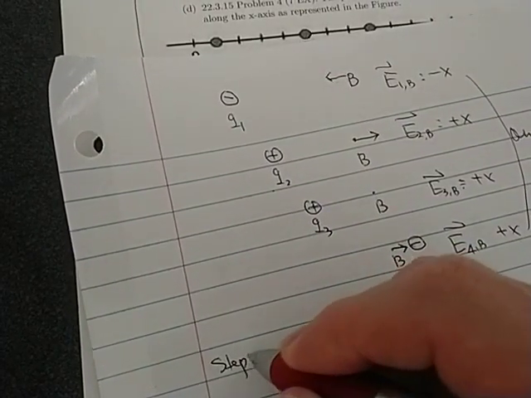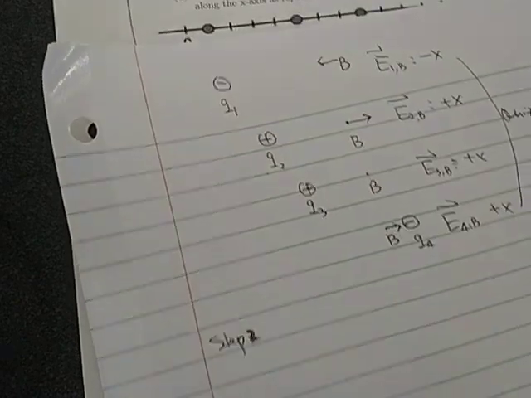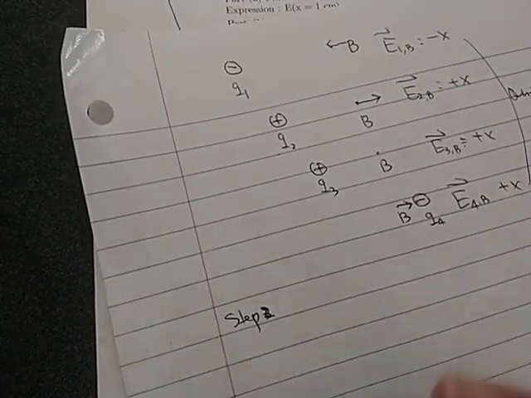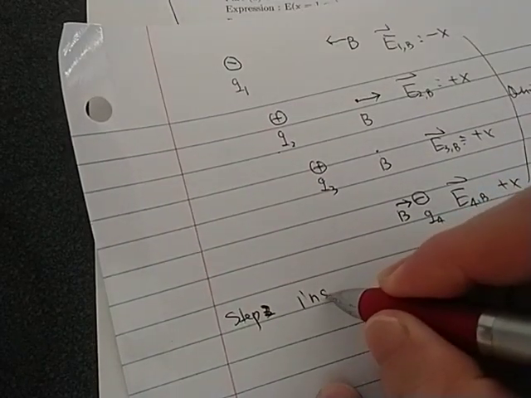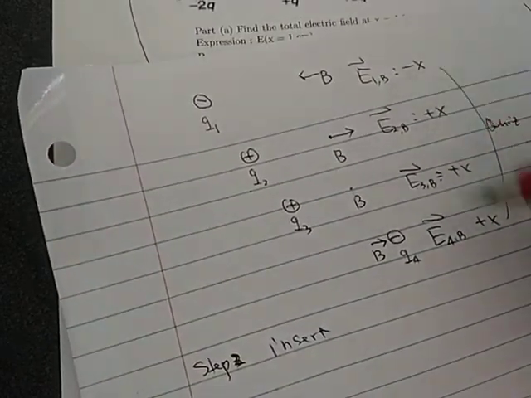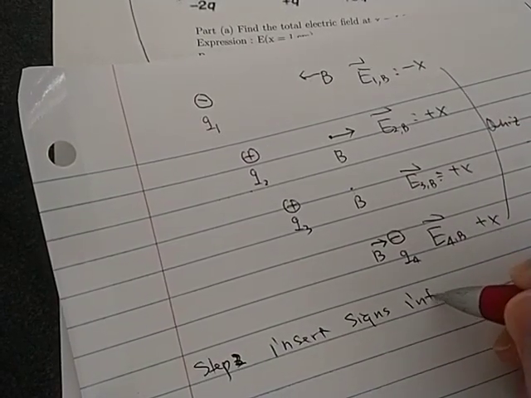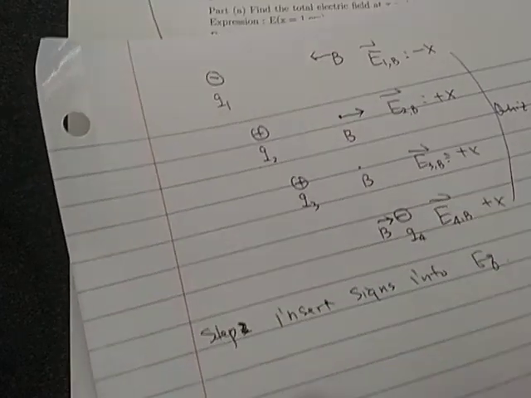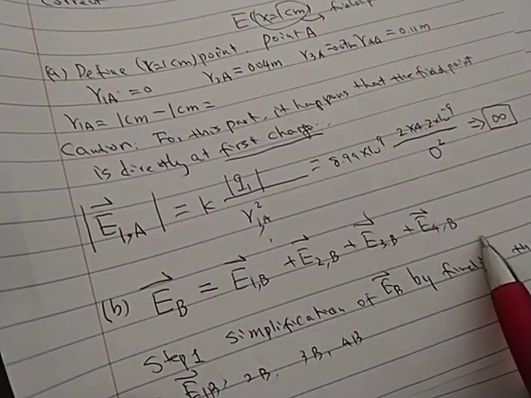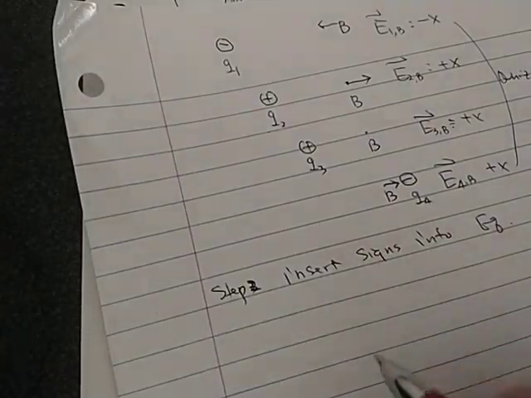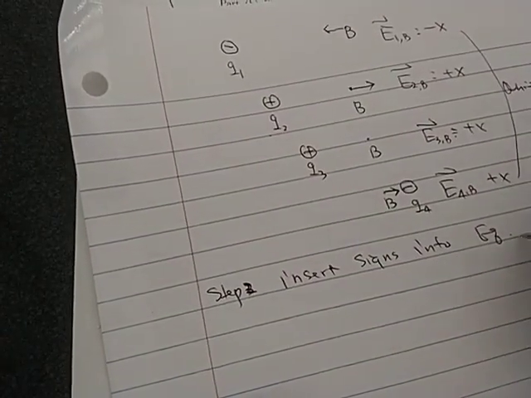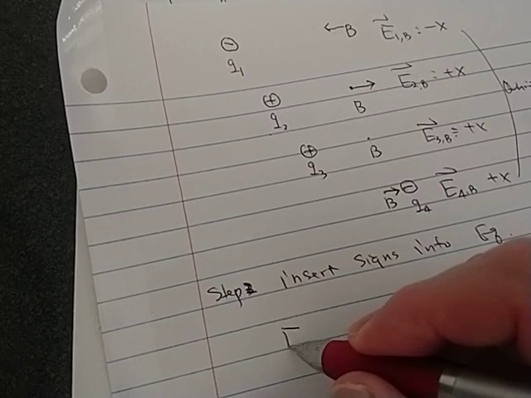Okay, once we survive this, I'm going to move on to step number 2. So now we are going to insert these signs into the equation. Which equation are we talking about? We're talking about this particular equation. So we're going to insert them. And please leave some space here, I'm going to write something.